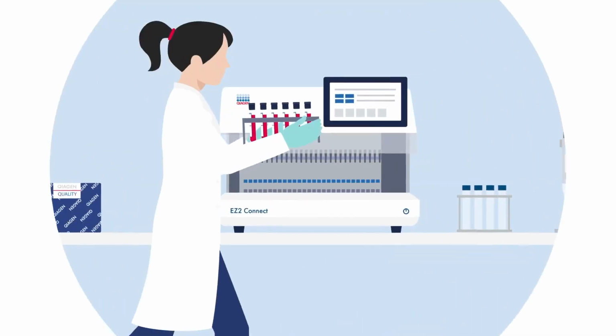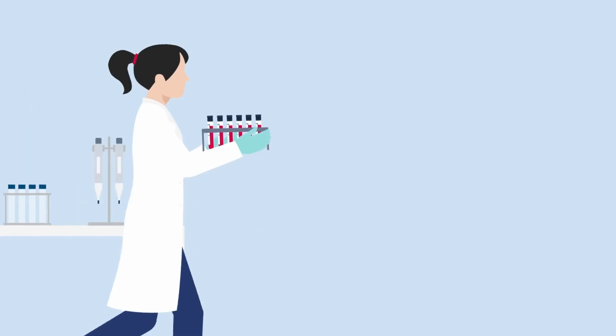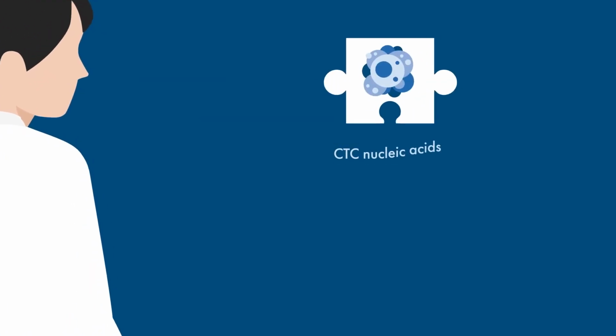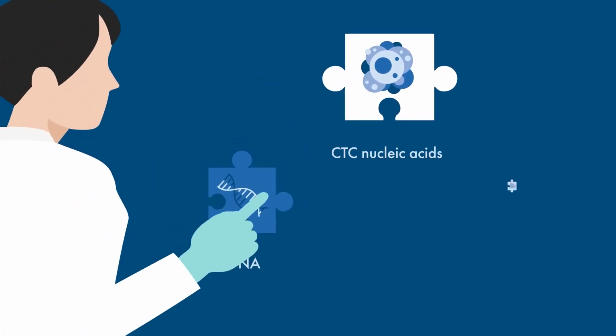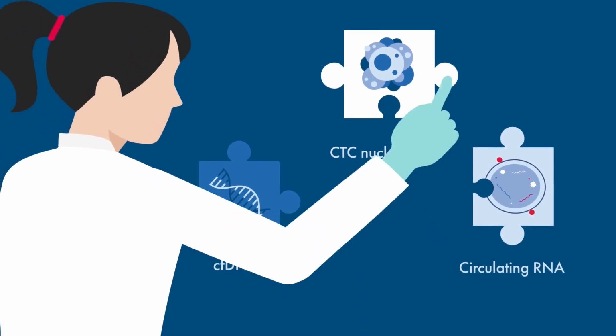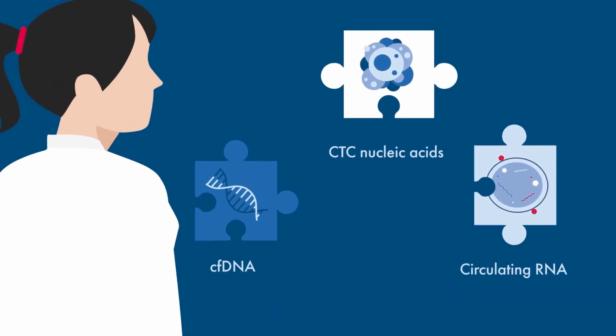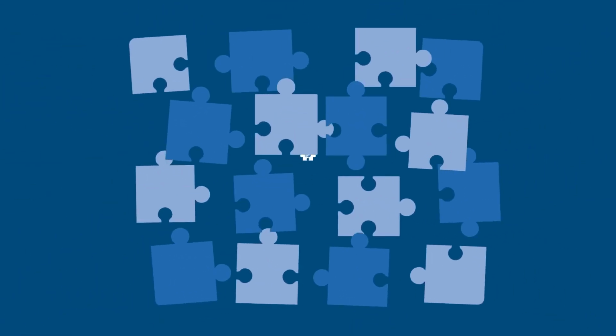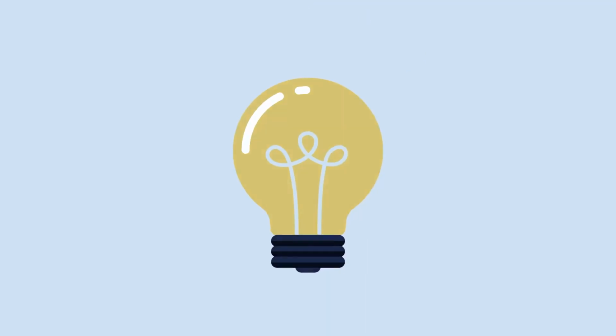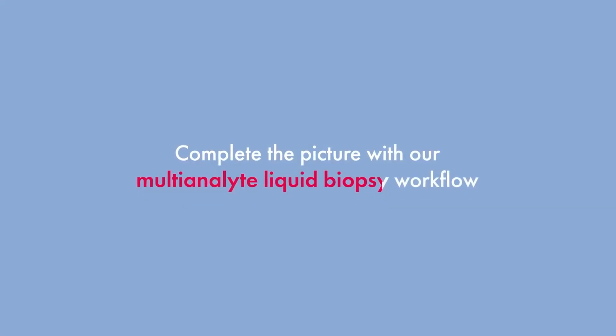Interesting. So for people who would like to see this more visually, let's take a look. With the growing number of publications in recent years, a challenge with liquid biopsy is choosing which analyte to isolate between circulating tumor cells, cell-free DNA, and circulating RNA. A single analyte won't tell the entire story, and blood samples are often insufficient to investigate all of them. Make the most out of your sample and complete the picture with our multi-analyte liquid biopsy workflow.